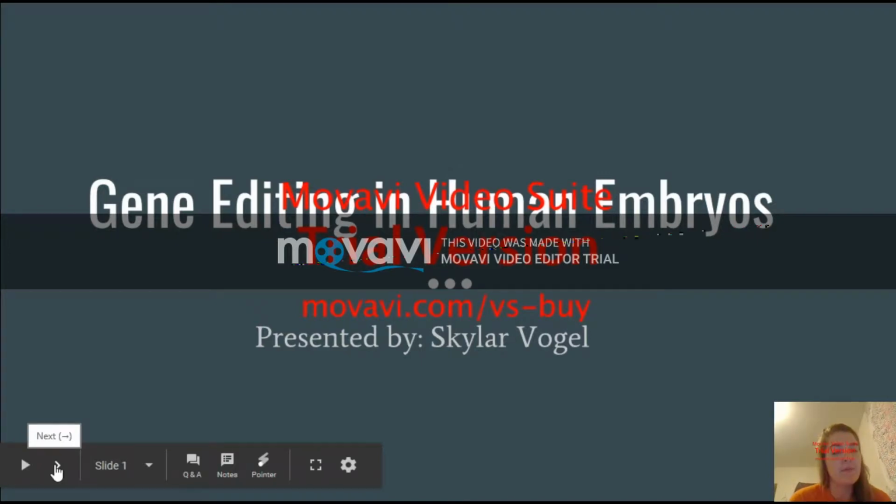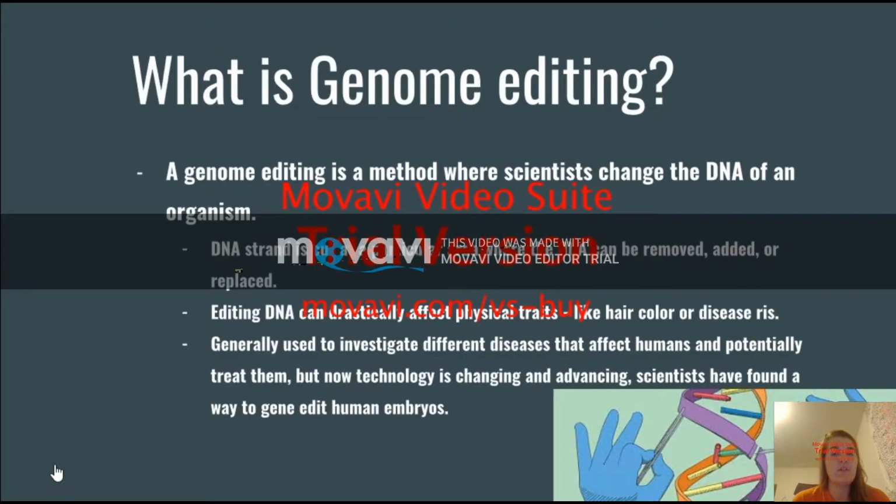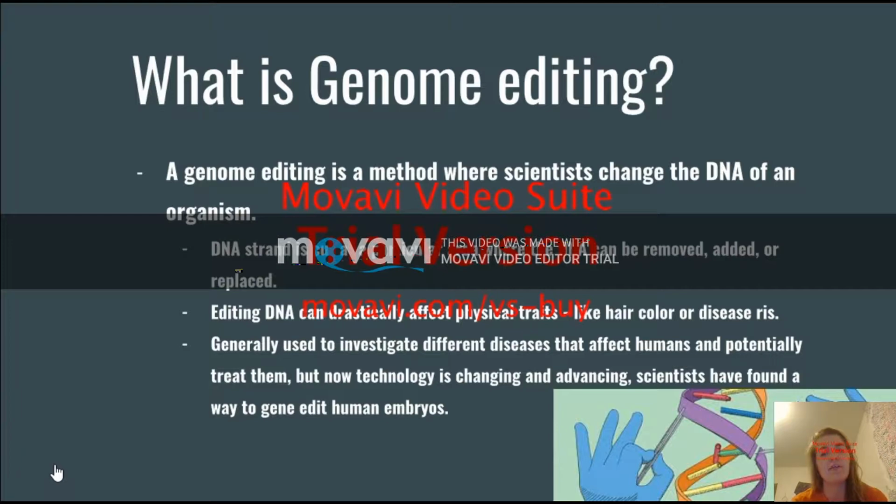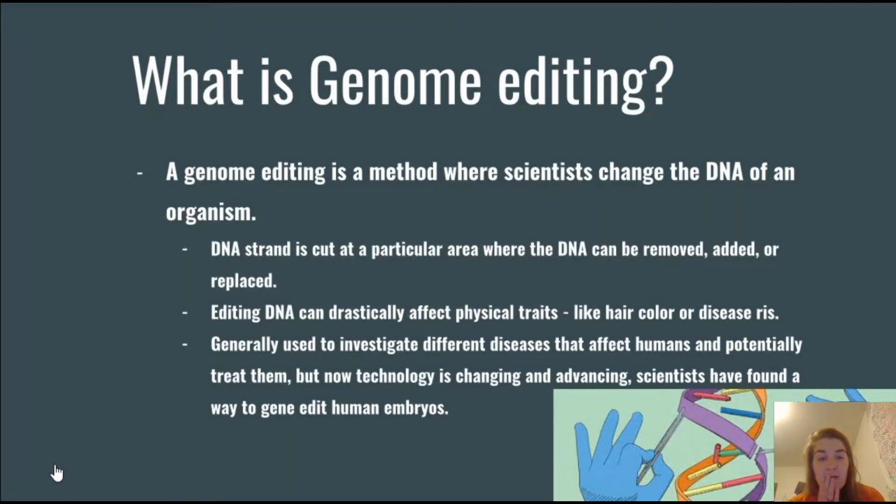Alright, so the past few weeks I've been researching gene editing in human embryos. Genome editing is a method where scientists change the DNA of an organism. They take the DNA strand and cut it at a particular area where the DNA can be removed, added, or replaced. Editing DNA can drastically affect physical traits like hair color or disease risks, generally used to investigate different diseases that can affect humans and potentially treat them.